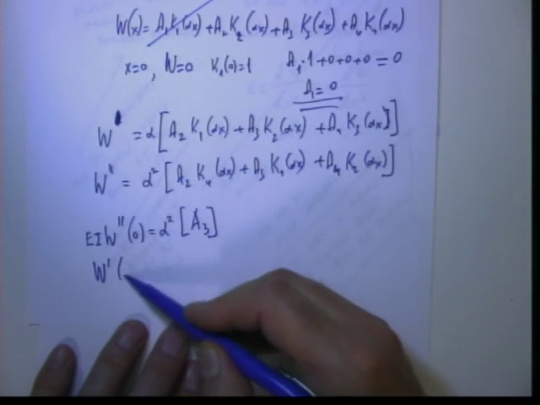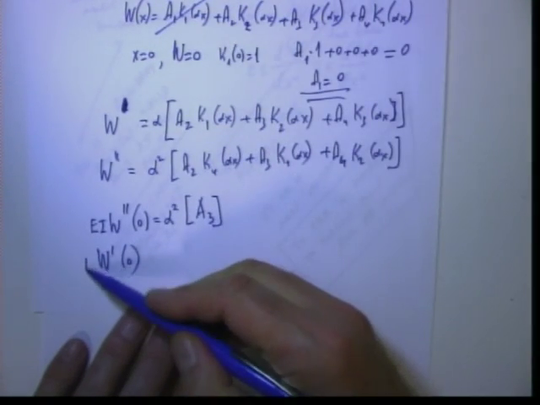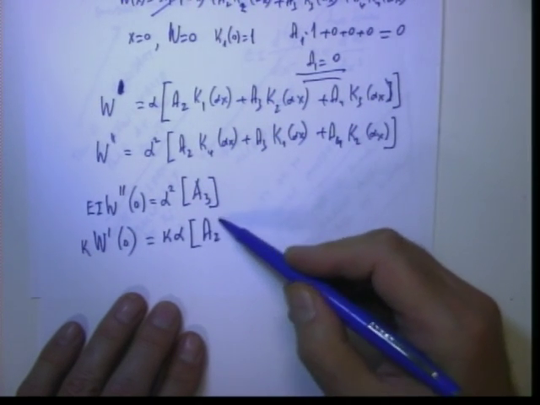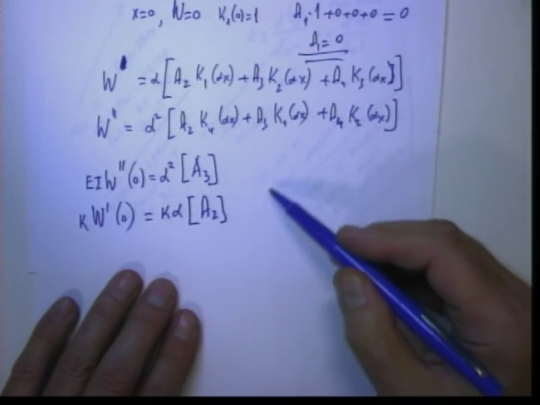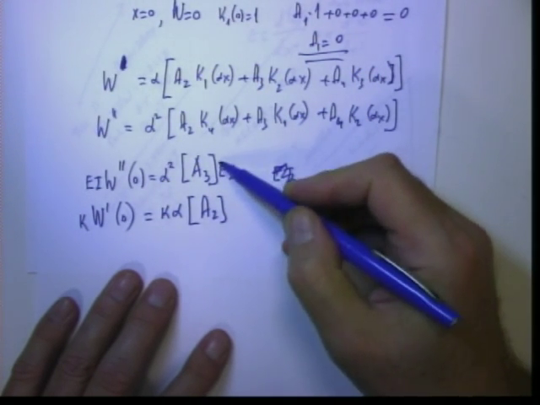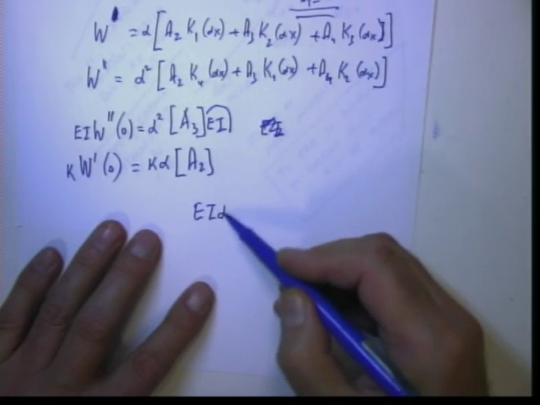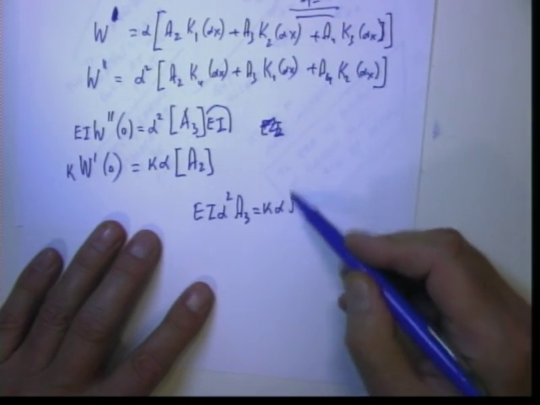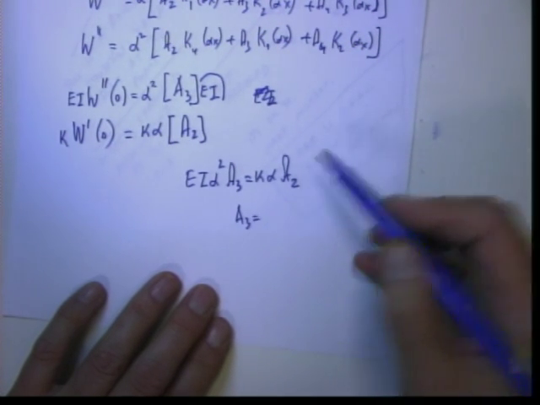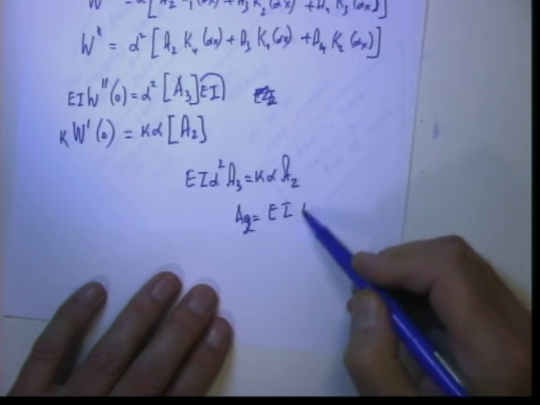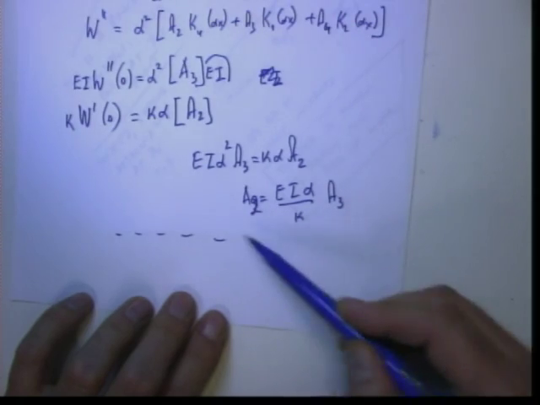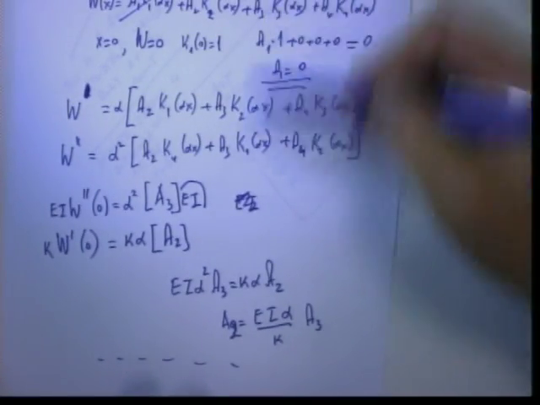Now, the first derivative at 0 equals k times, so k alpha, and that is a2. The rest are zero. So from here I'm getting, excuse me, I forgot this EI, please add it. EI alpha squared a3 equals k alpha a2. So that is a connection. So we can write that a2 equals EI alpha divided by k, a3. So therefore, instead of a2, we write this.